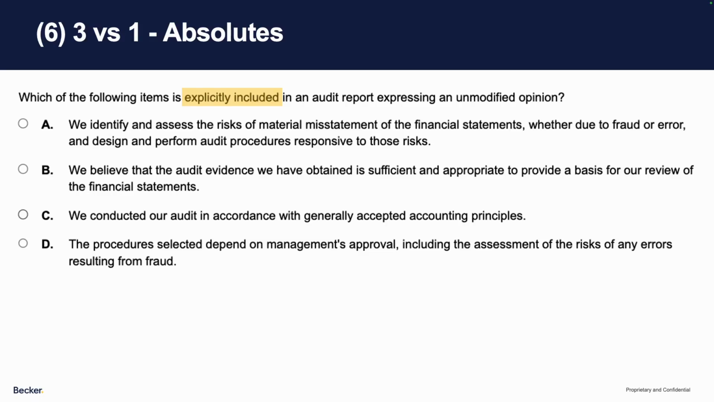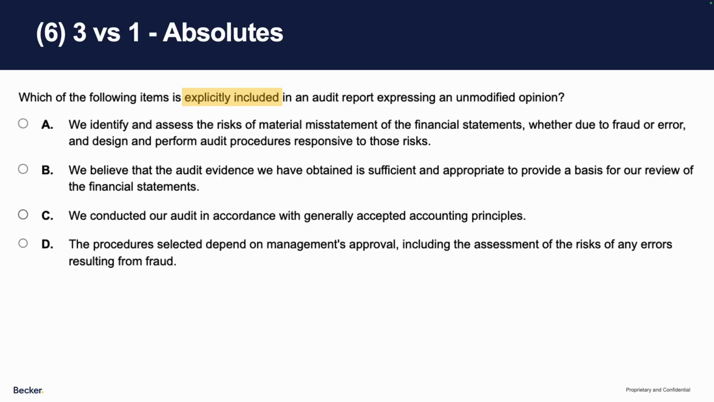If I'm writing this question and I want it to be as tricky as I can get it, I'm going to make sure the other 3 answers are implicit. That way, if you read all 4, you'd say, well, all of these are discussed in the audit opinion, but it's asking specifically. It says which one's explicit. I call this a 3 against 1 or a 3 versus 1 because in all likelihood, the 3 other answers are going to be good answers. They're going to be logical answers. They're even going to make sense. They may even be saying in effect the right things, but only one, the 3 versus the 1, is going to be explicit in the audit opinion. So watch out for those absolutes.